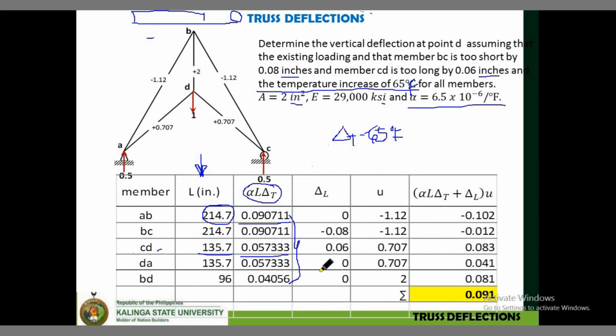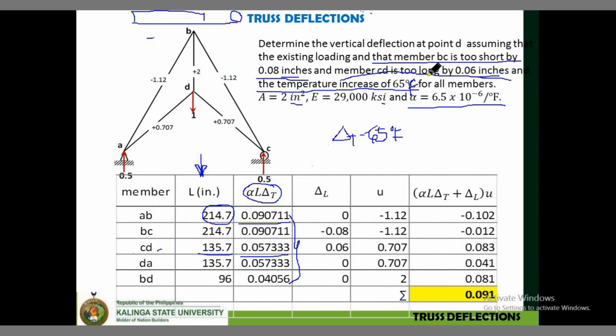Paki-double check man, nag-comment kayo, no? Check po. Okay. So, since tama tong mga to, itong column na to is, this is just the change in temperature. Na kung babasahin natin ulit yung ating problem, may naka-indicate dito na assuming that the existing loading and that member BC is too short by 0.086 inches and member CD is too long by 0.06 inches. So what do this statement mean?